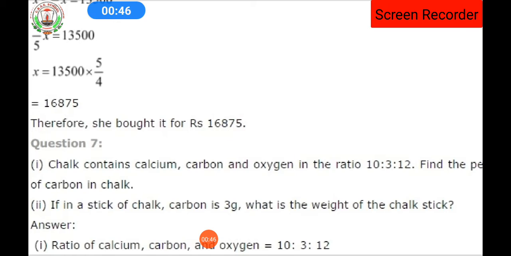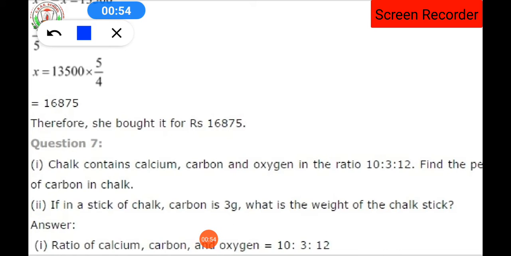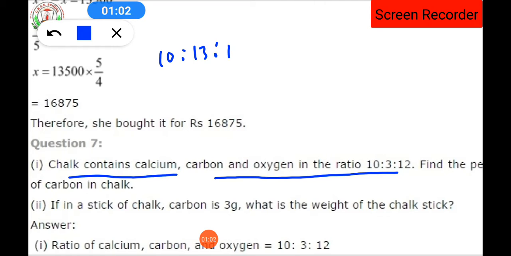Look at the question, what the question says. Chalk contains calcium, carbon and oxygen in the ratio 10:3:12. This is the ratio form. Find the percentage of carbon in chalk.